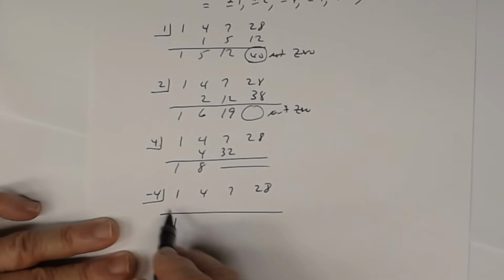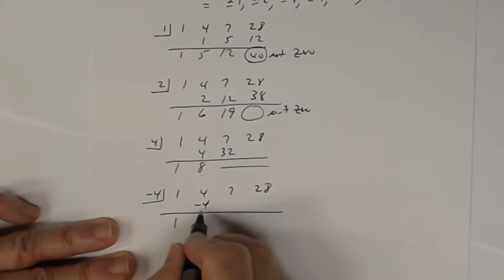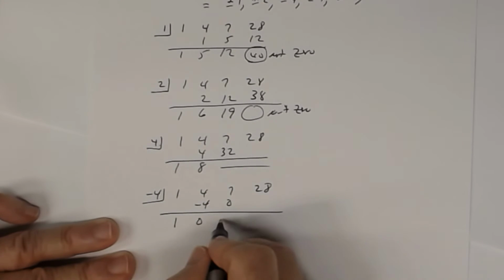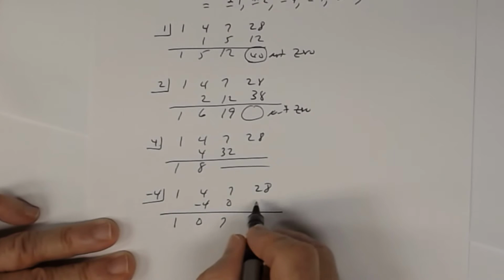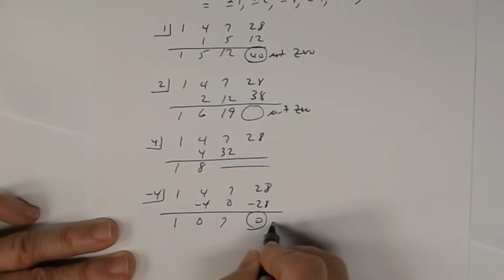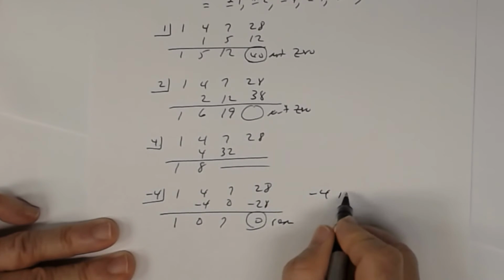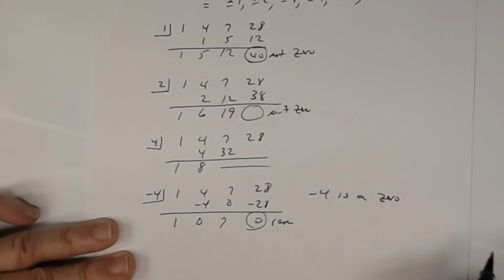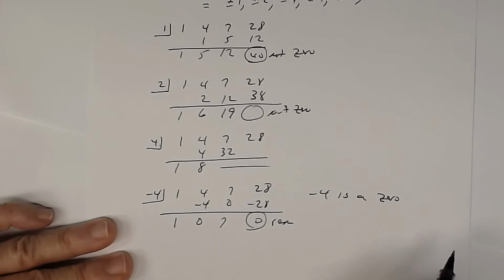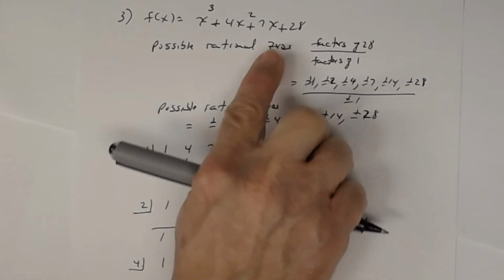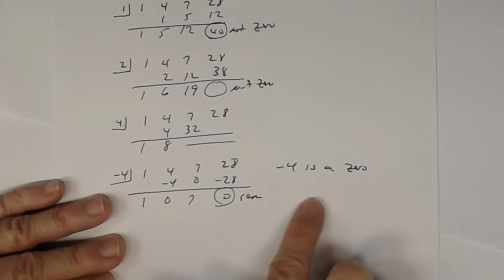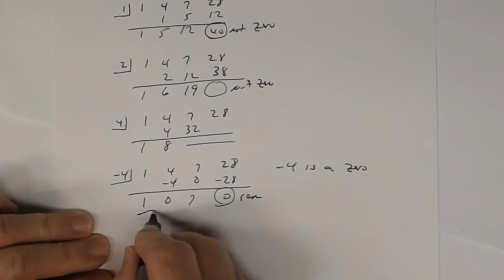Bring on a 1. So 1 times 4 is negative 4. Okay, that's 0. There we go. Negative 4 times 7 is negative 28. So I do get 0. So that means negative 4 is a 0. Negative 4 is a root. All right. So that means I can factor this now using this 0 and this quotient.